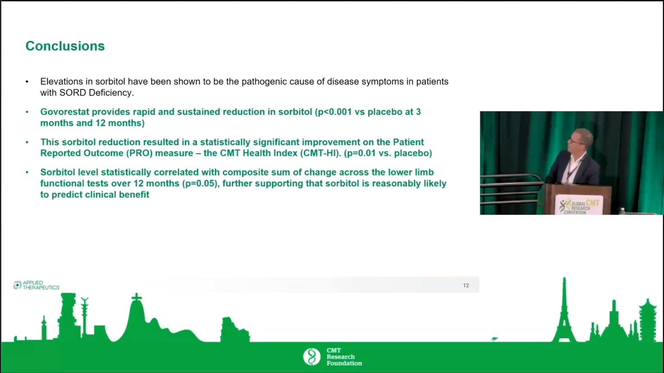So in general, I think what we have seen is that Govorestat produces significant lowering of sorbitol. The level of sorbitol over 12 months is a predictor of changes in the CMT-HI, the patient-reported outcome. We also see a relationship at month 12 between the level of sorbitol and a composite of the clinical outcome measure. Thank you for your attention.